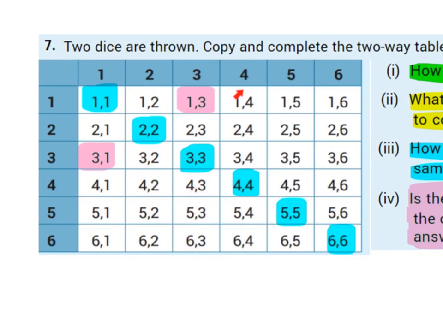In the fourth column we have 1, 4, 2, 4, 3, 4, 4, 4, 5, 4, 6, 4. In the fifth column 1, 5, 2, 5, 3, 5, 4, 5, 5, 5 and 6, 5. And in the last column, the sixth column, we have 1, 6, 2, 6, 3, 6, 4, 6, 5, 6 and 6, 6. Now that we have this filled in, we can answer questions 2, 3 and 4.